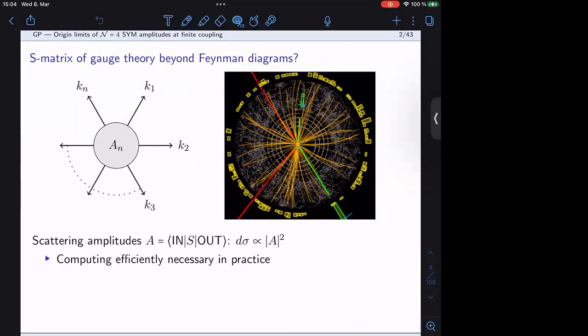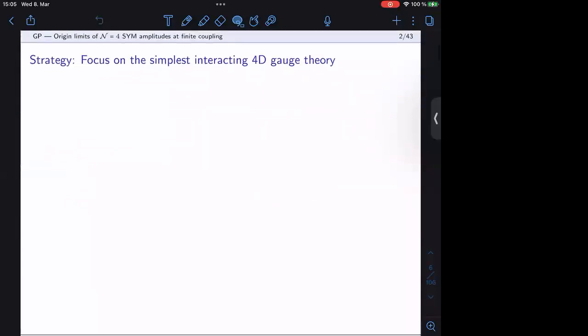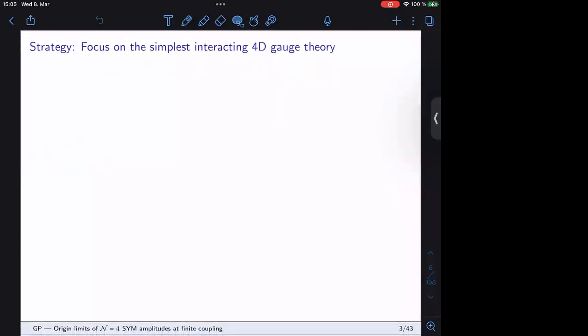frontiers to discover, but of course also understanding their structure, or understanding quantum field theory, I should say, beyond the perturbative regime is also mathematically very important. So not just going in the perturbative regime to higher orders, but being able to say things beyond, even non-perturbatively. And as is perhaps illustrated by the Clay Mathematics Foundation Millennium Prize, having to do with the non-perturbative aspects of quantum field theory.